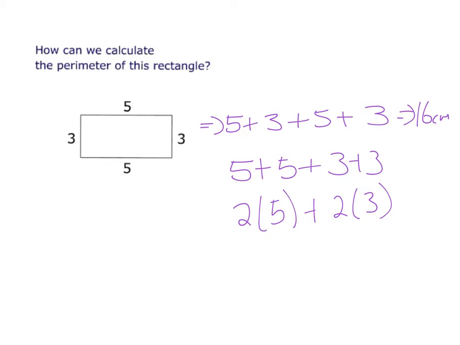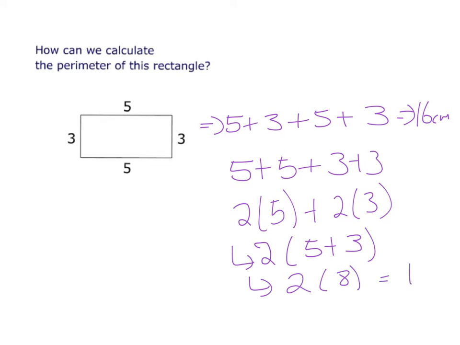Another way of writing this is I have 2 sets of 5 and 2 sets of 3. So our commutative laws and our distributive laws will come into effect here. And what I could essentially say is this is the same as writing 2 times 5 plus 3. And I could simplify that one down a little bit further, and I could have 2 times 8, which would give me 16. So you can see that there are a lot of different ways of finding the perimeter and different ways of writing down how you found the perimeter of this rectangle.